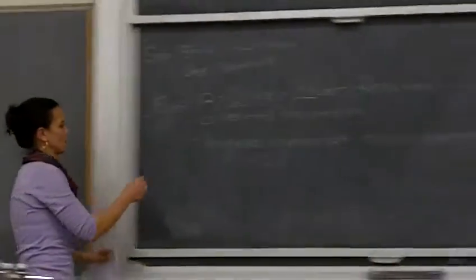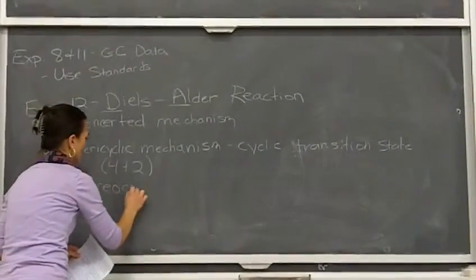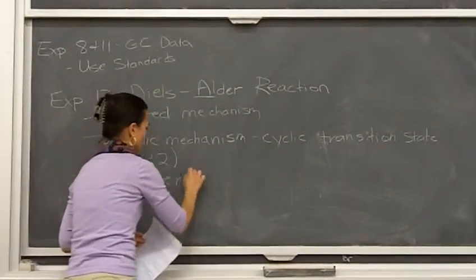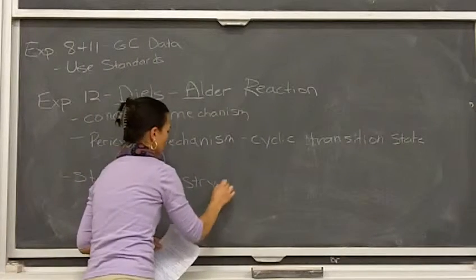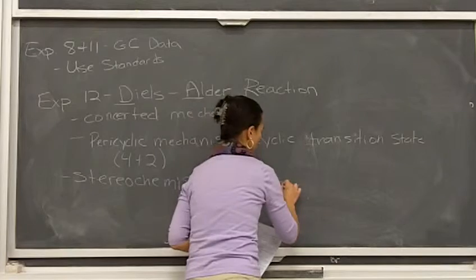But what also is important with this is the stereochemistry. You get one stereoisomer. We'll talk about that here in a minute, what is involved there.